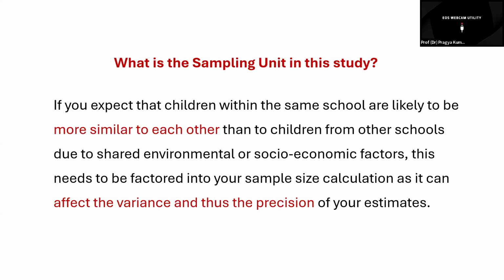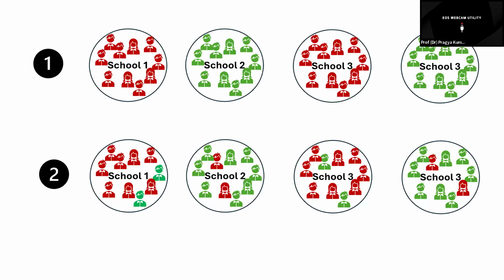because this affects the variance. And basically, this whole sample size calculation depends on the variance. And ultimately, it shows the precision of our estimate. So that's why, like in this example, you can see this country.